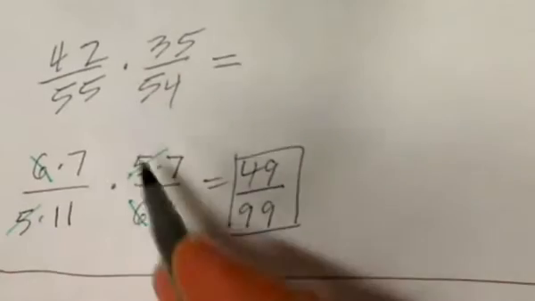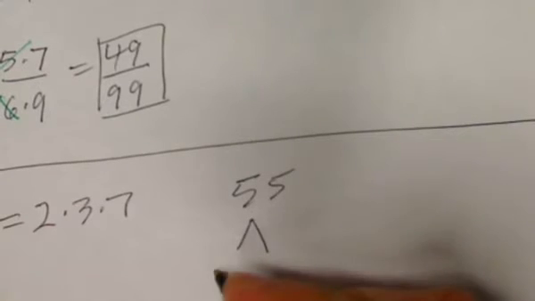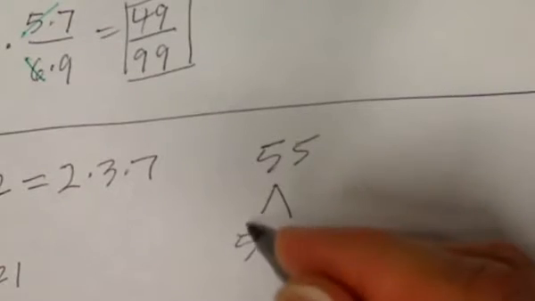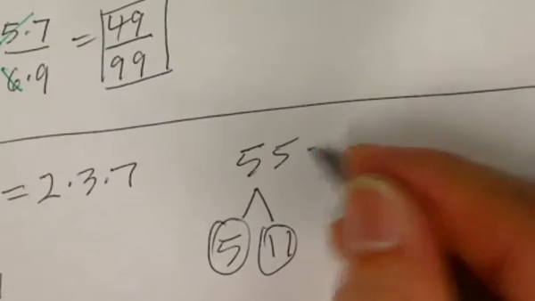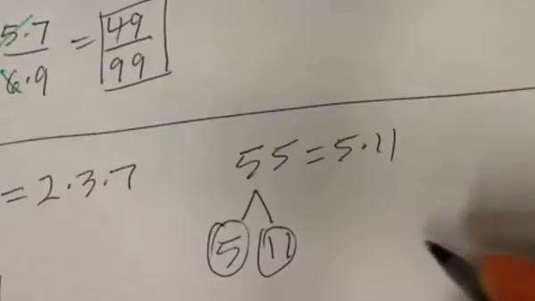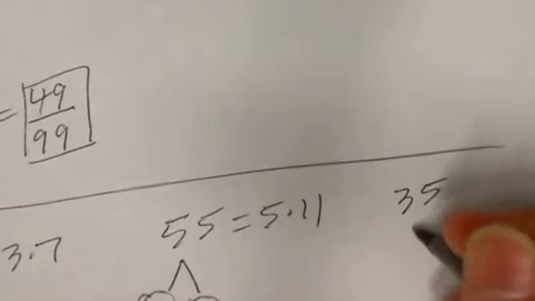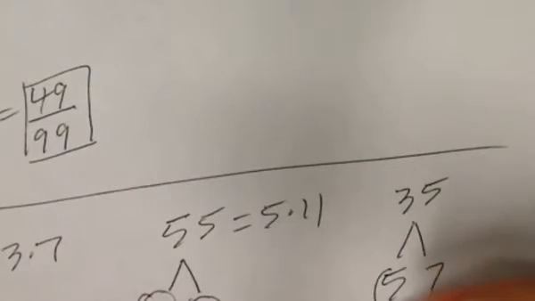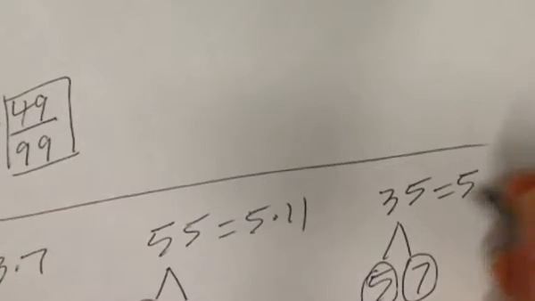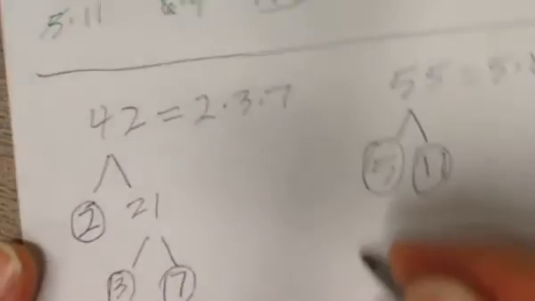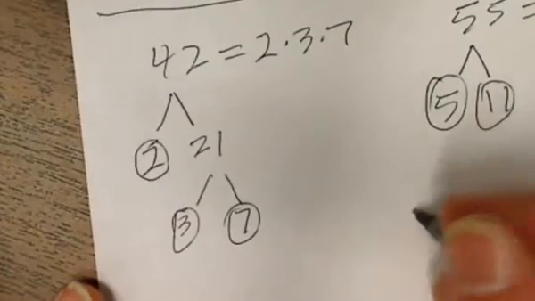You have 55, well, that's easy. 55 is divisible by 5 and 11. 5 and 11 are both prime, so you're done. 55 is 5 times 11. And the other numbers, 35 in the numerator, that's also easy. 35 is 5 times 7, and those are prime. 5 times 7. And the last number was 54. 54 has a few more factors. This will be a little bit longer.